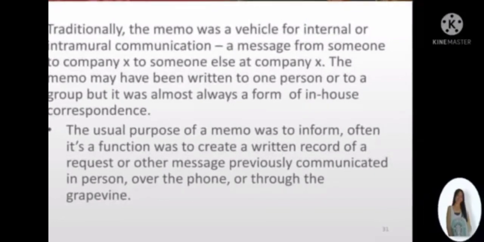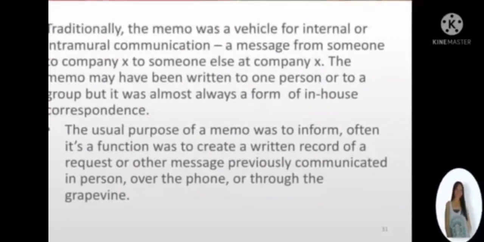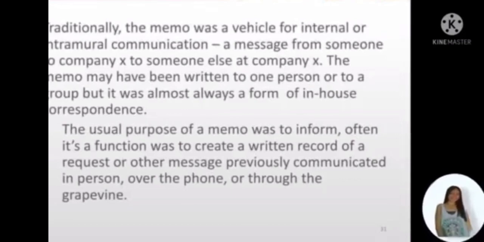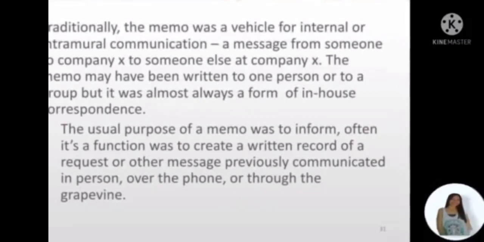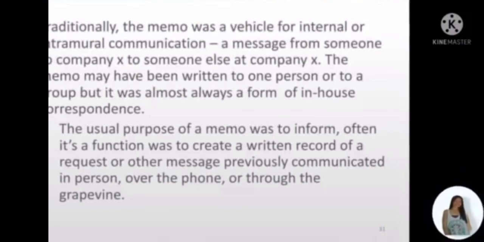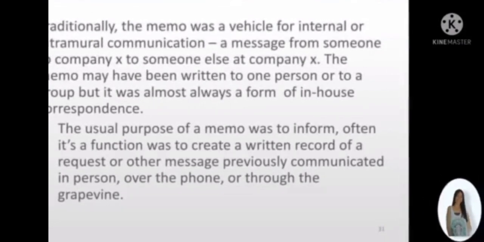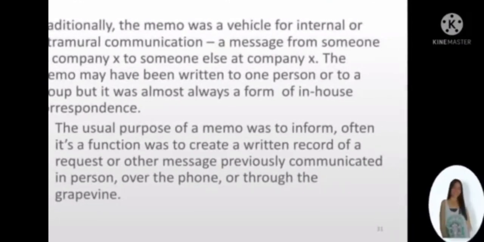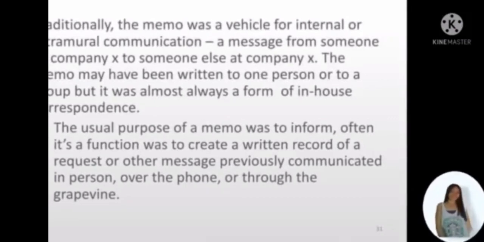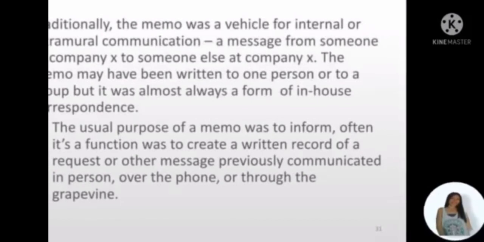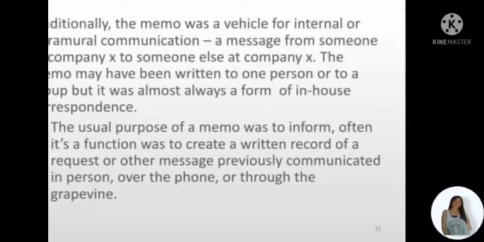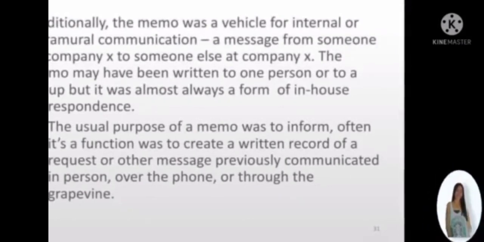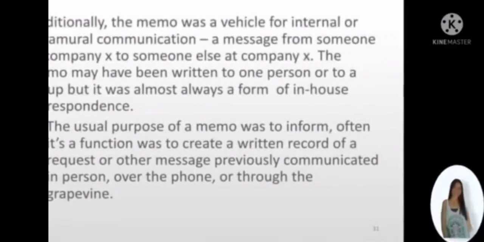The memo may have been written to one person or to a group, but it was almost always a form of in-house correspondence. The usual purpose of a memo was to inform. Often its function was to create a written record of a request or other message previously communicated in person, over the phone, or through the grapevine. A memo is used for internal communications regarding procedures or official business within an organization. So the purpose of memo is to provide or to request information from people within one organization. So it is important to carefully consider the key point of the memo and who should receive it.